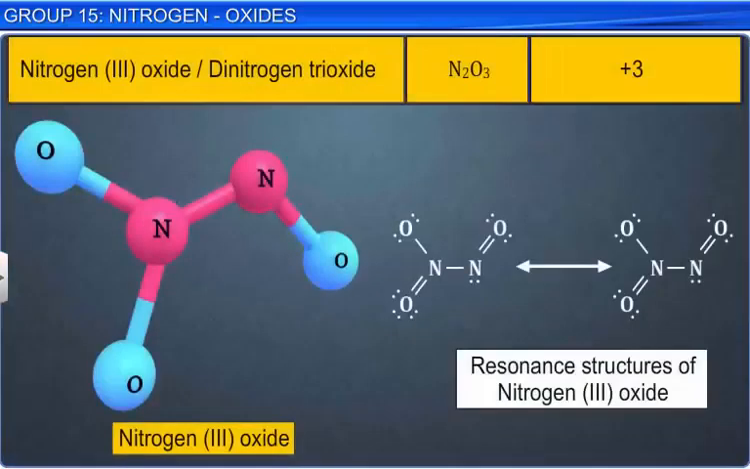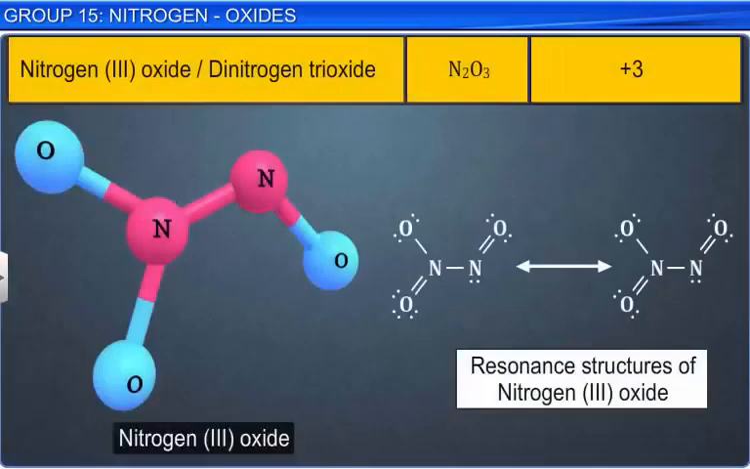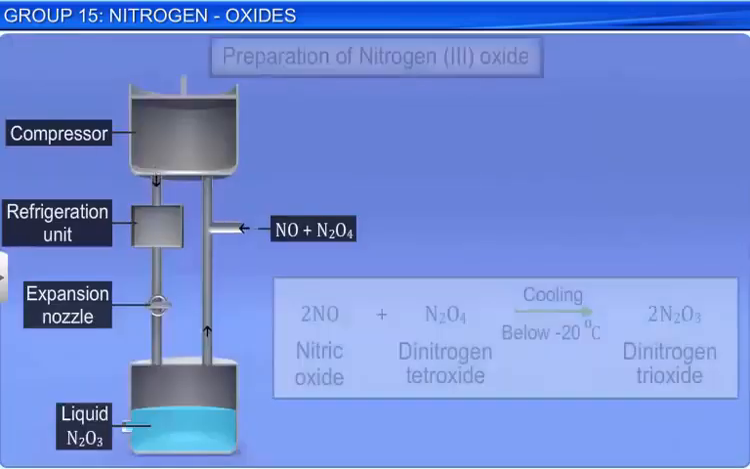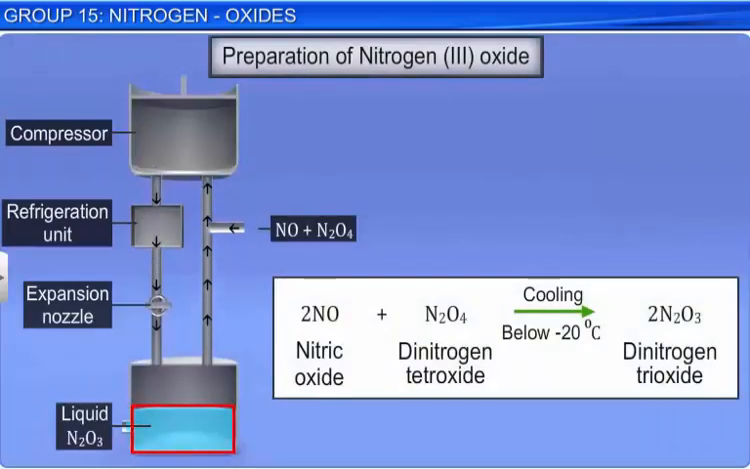Nitrogen-3 oxide, also referred to as dinitrogen trioxide or nitrogen sesquioxide, is obtained as a blue liquid when a mixture of nitric oxide and nitrogen dioxide or dinitrogen tetraoxide is cooled to below -20 degrees Celsius.